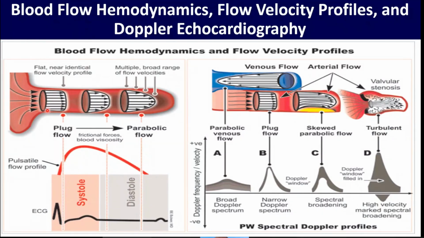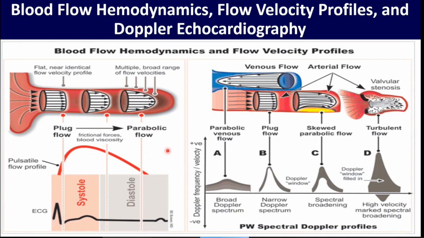So you get a plug flow to start with, but as you move away from the aorta for a given cardiac cycle, the blood flow becomes parabolic at a particular distance from the aortic valve. By the time it reaches here, it becomes diastole, and you really get multiple broad range flow velocities. That is, as I said, the center will have RBCs traveling faster than the RBCs at the periphery.